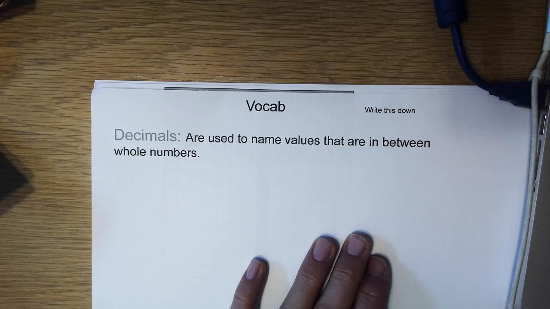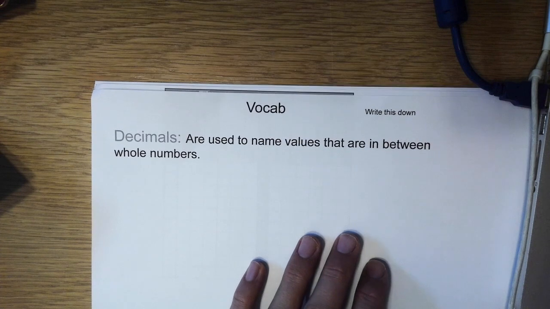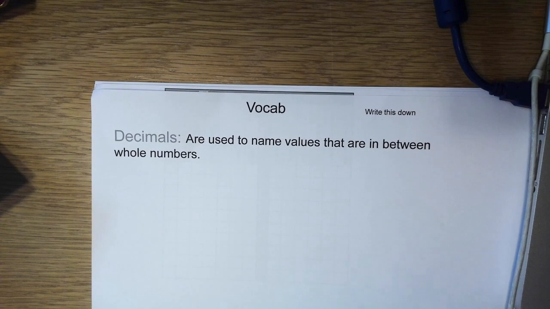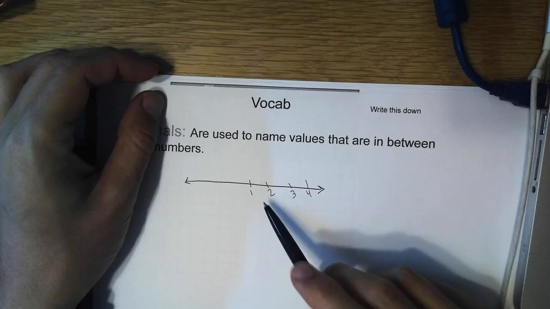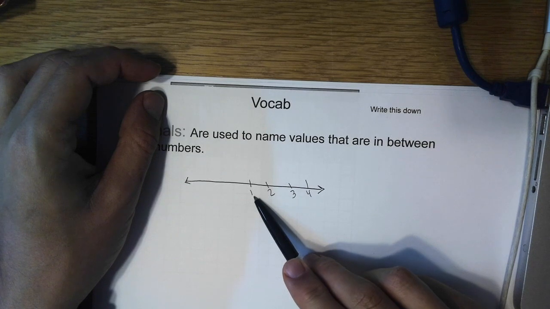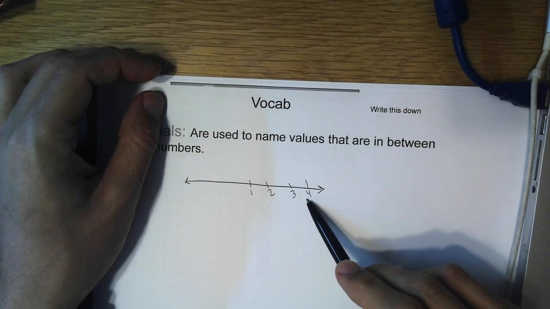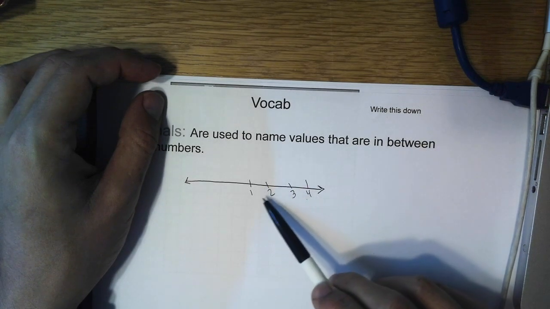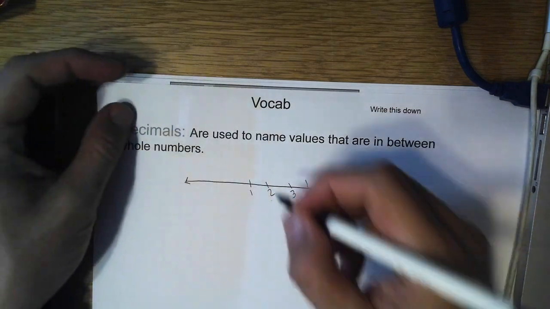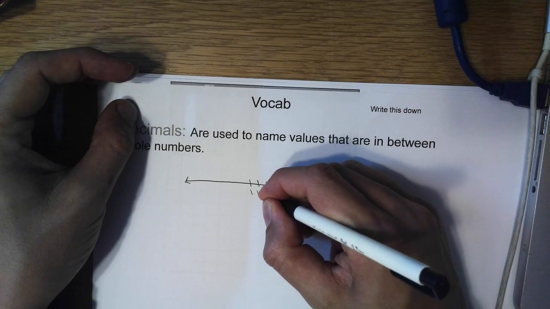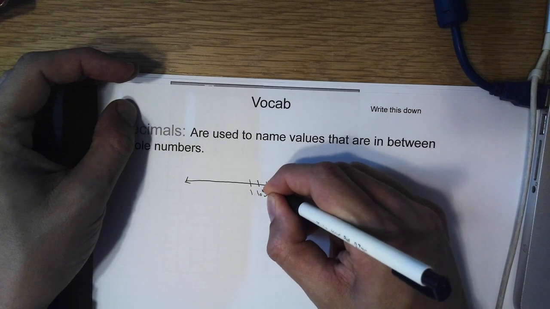Before we start, let's look at some vocabulary. Decimals. Decimals are used to name values that are in between whole numbers. You might have learned this when you were in kindergarten, but you had these things called whole numbers, like 1, 2, 3, and 4. And things don't always end up as an even whole number. Sometimes you get these things called decimals, which are in between whole numbers.